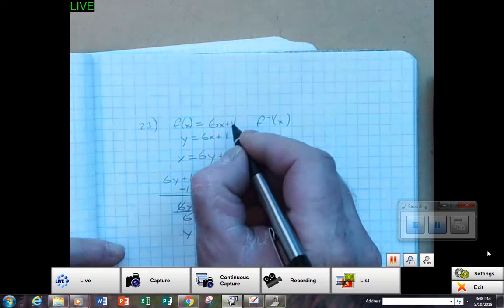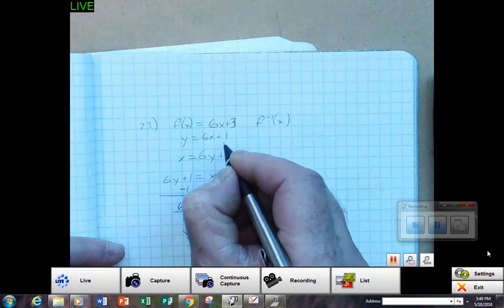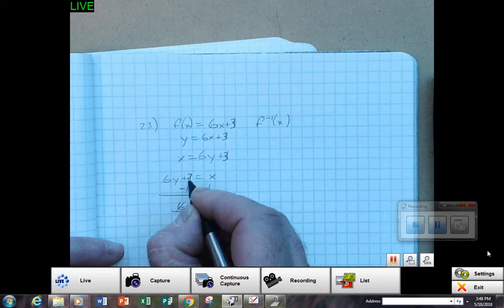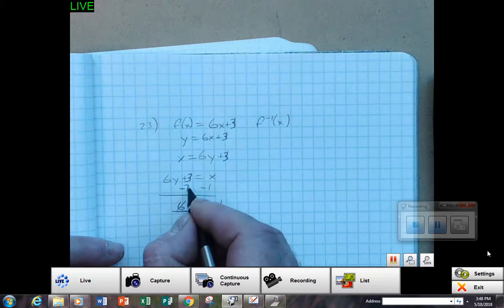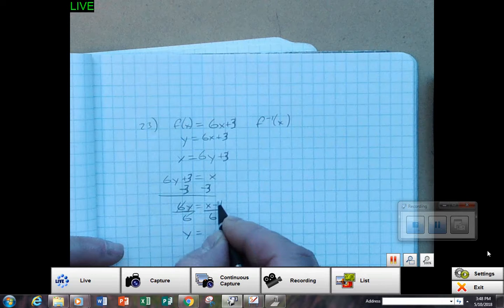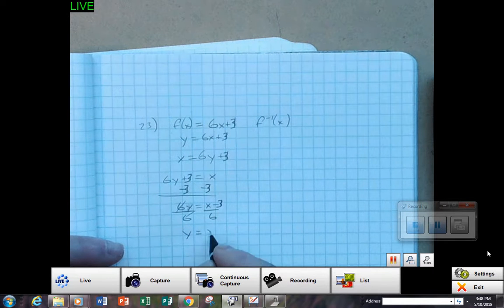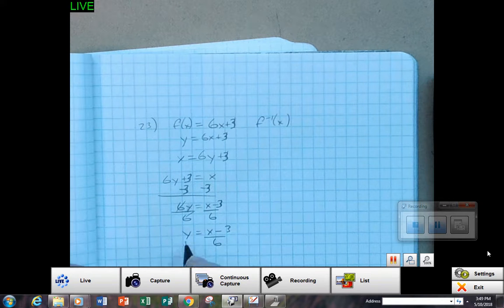Oh, I'm sorry, Sabrie, that's a 3 right there. So that's a 3. That's a 3. That's a 3. Subtracting a 3. Sorry about that. Gives me y equals x minus 3 over 6. So that y, that is my f inverse. So I can just replace that at the end and just write that as x minus 3 over 6.